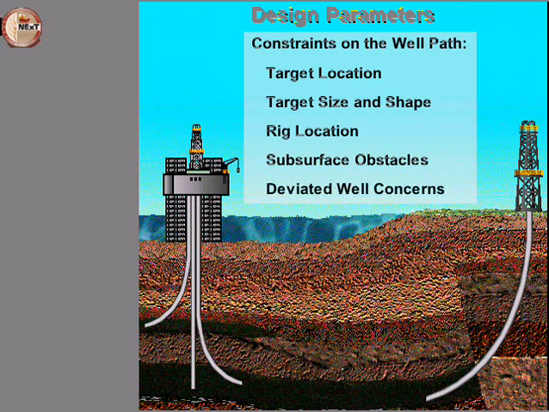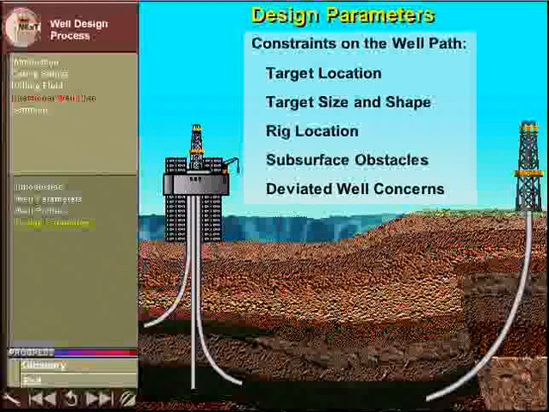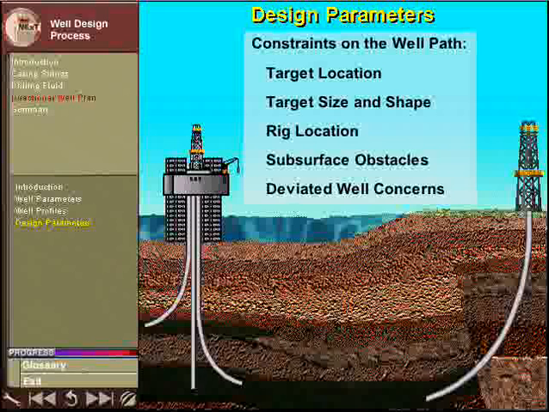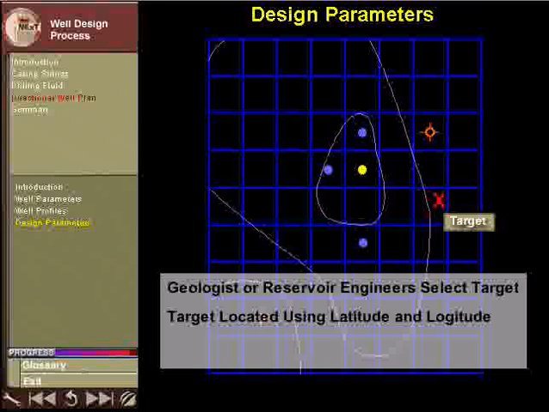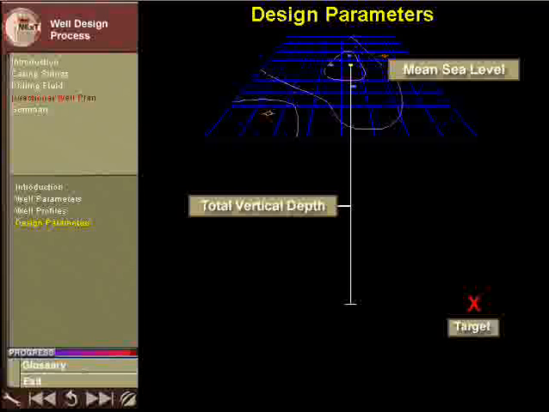In addition, the casing and mud programs and the geological section also affect the deviated well design. The geologists or the reservoir engineers should choose the location of the target. The target is specified using latitude and longitude coordinates, or a grid coordinate system, which specifies the coordinates in relation to a reference point. The depth of the target is generally expressed by the geologist in terms of true vertical depth below a national reference point, such as mean sea level.